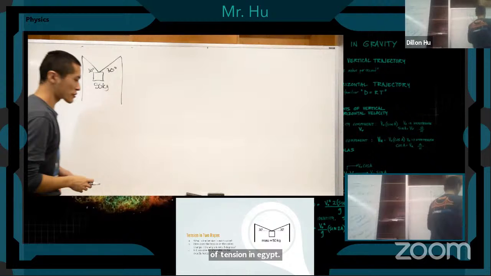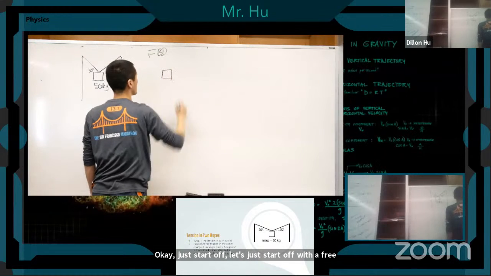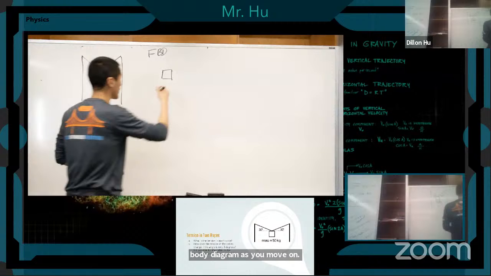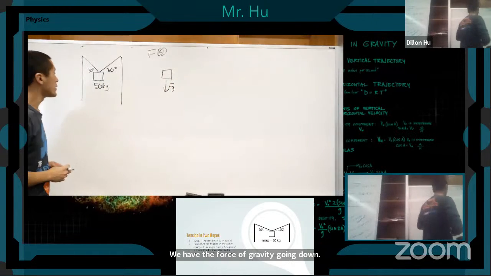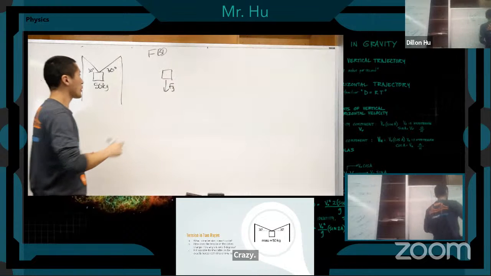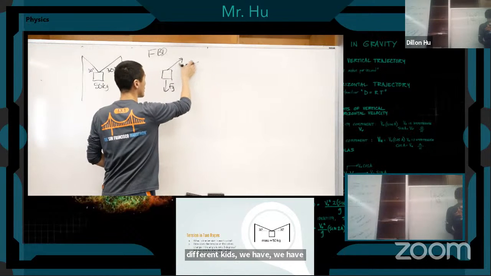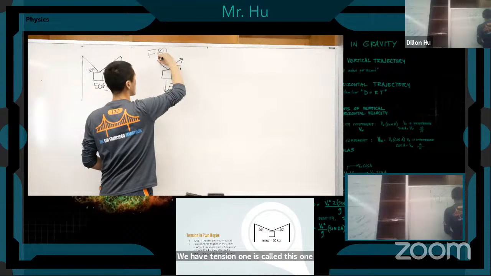Okay, so to start off, let's start with a free body diagram as usual. We have the force of gravity going down. Nothing crazy. And to go up, we have two different cables. We have tension 1, let's call this tension 1. And then we have a second one.